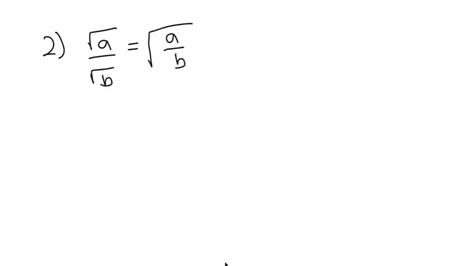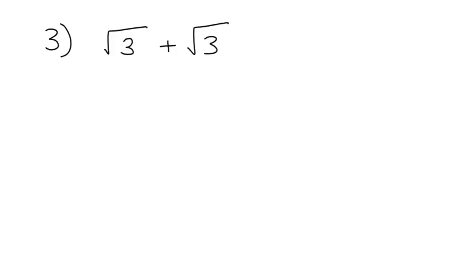Another rule that you should be aware of here is root of a divided by root of b is actually equal to the root of a over b. So an example of that would be something like, let's say, root of 5 over the root of 3. That's the same as 5 over 3 all square rooted.